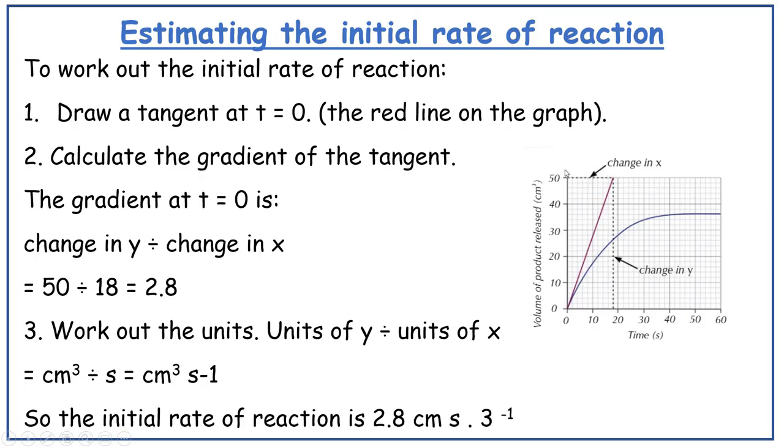And then you would calculate it by change in y divided by change in x. So it would be 50 divided by 18. Centimetres cubed are the unit here, and seconds is here, so it's centimetres cubed per second. So it would be 2.8 centimetres cubed per second.